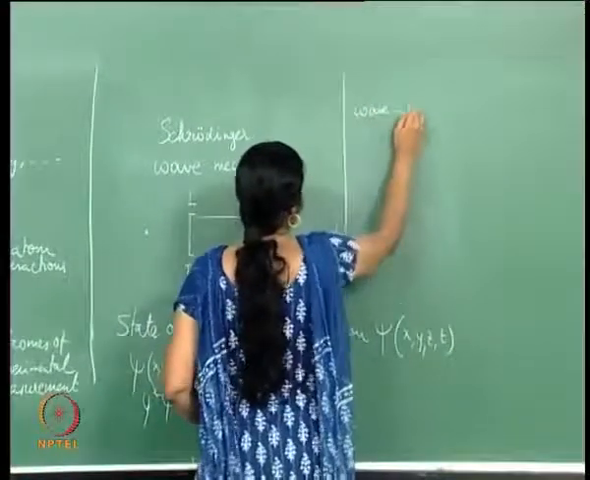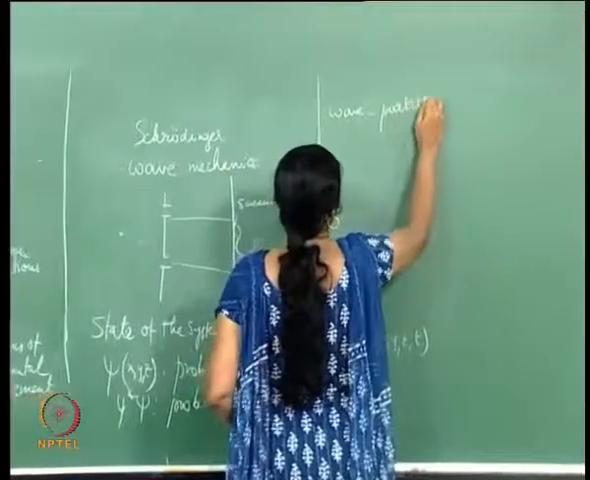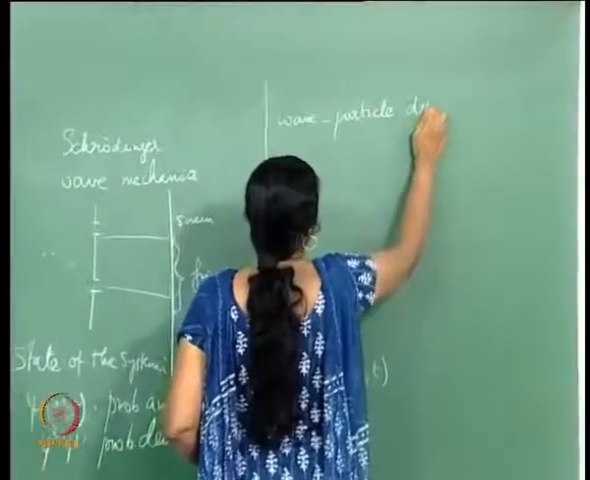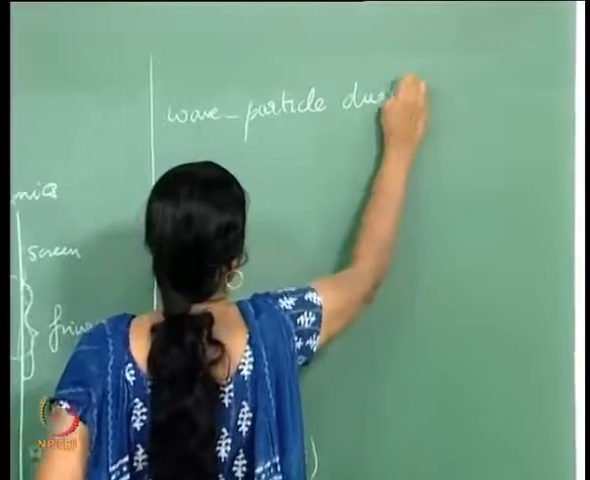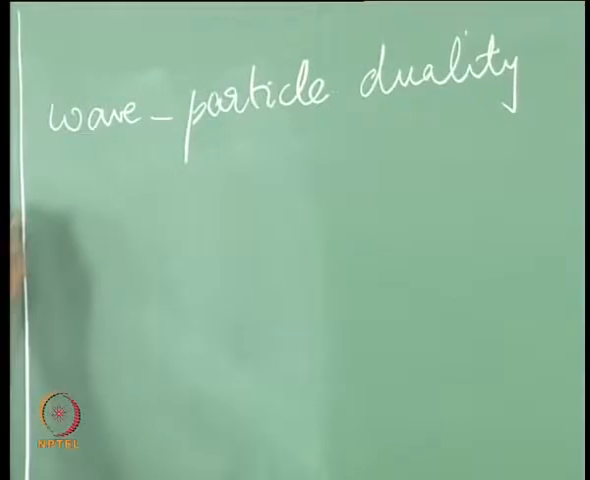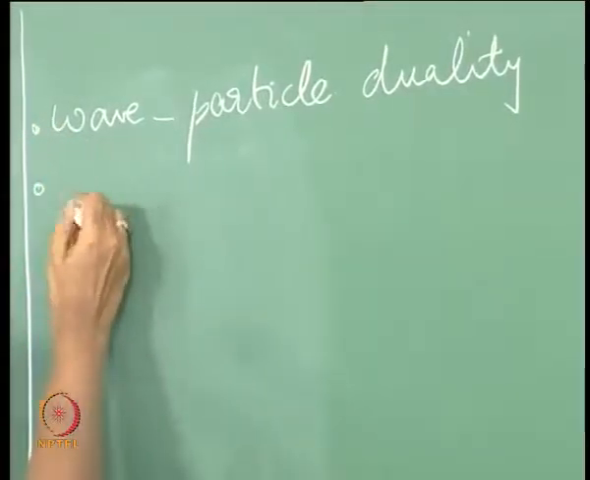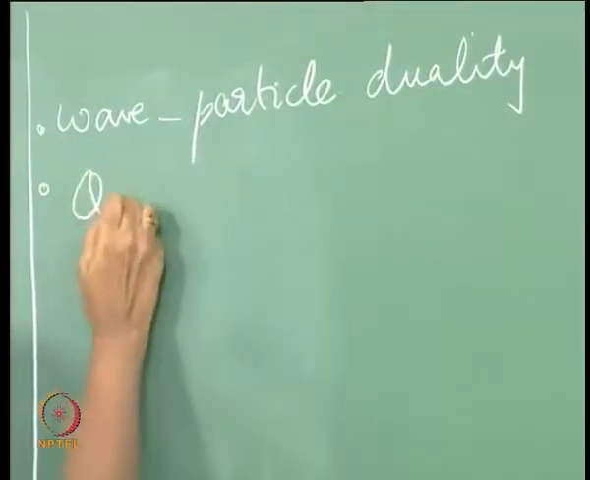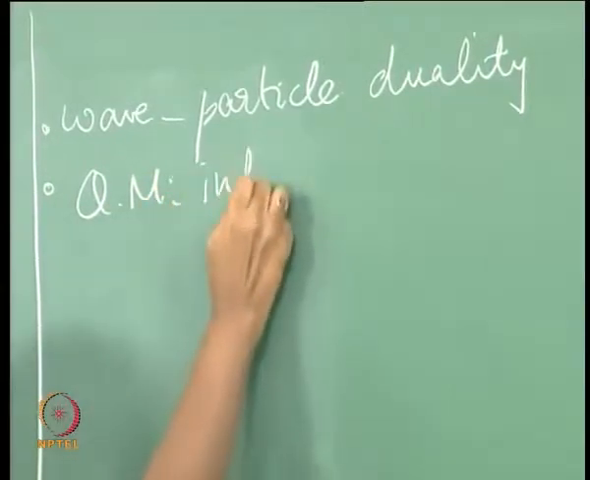So, already we have seen some unfamiliar things. We have seen wave particle duality. Quantum mechanics is inherently probabilistic.